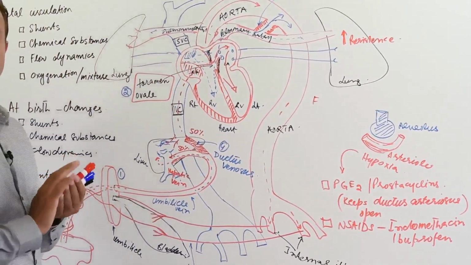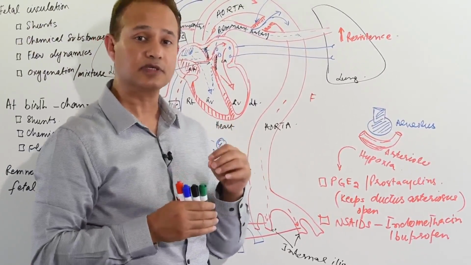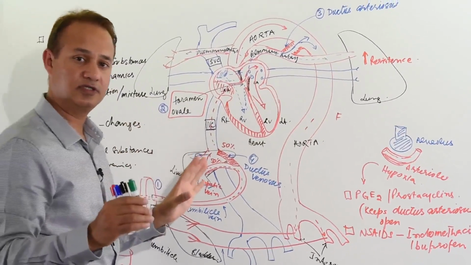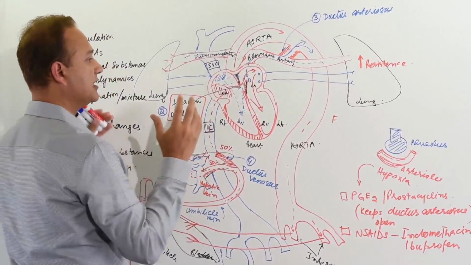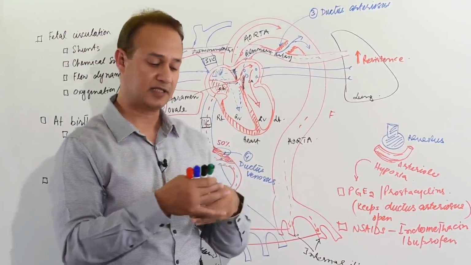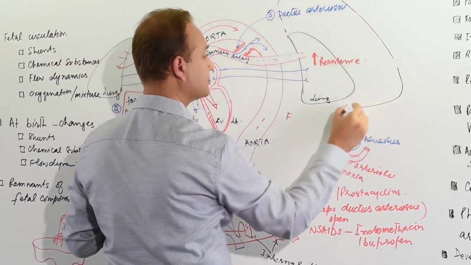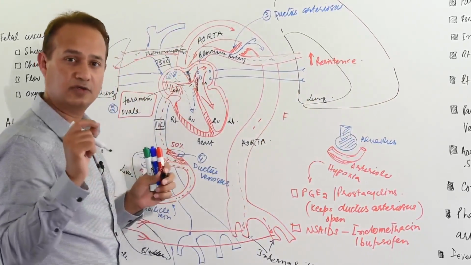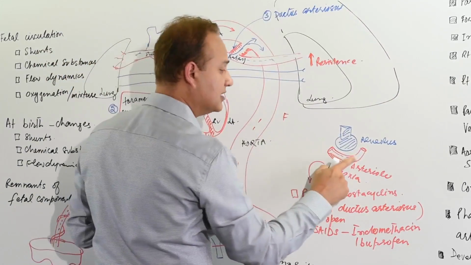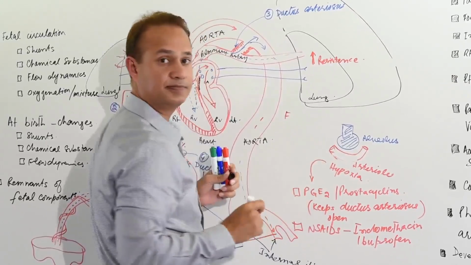Now let's talk about the changes that happen at birth. Very simple, very cute system that you would see here. What happens is that at birth, when the baby takes the first breath, that causes the lung to expand, right? So please note it down somewhere. As the lung expands, so do the arterioles and the vasculature.